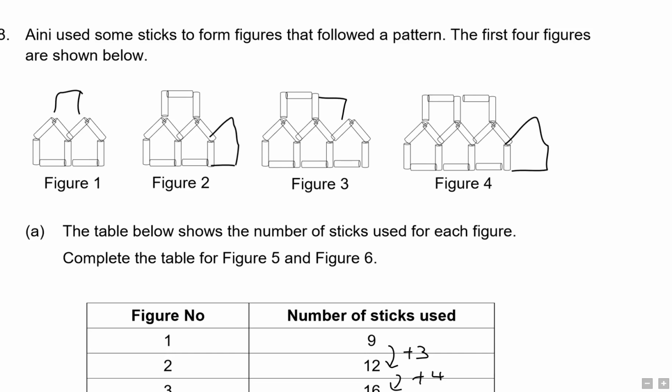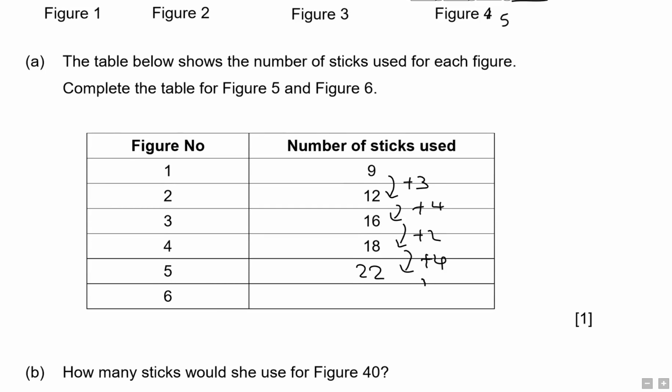For figure 6, what are they going to do? Are they going to add a new house or a roof? They're going to add a roof, isn't it? So they're going to add 1 and 2. So it's just plus 2 again. It will be 24. Okay, so this is worth 1 mark. The challenge comes in part B.